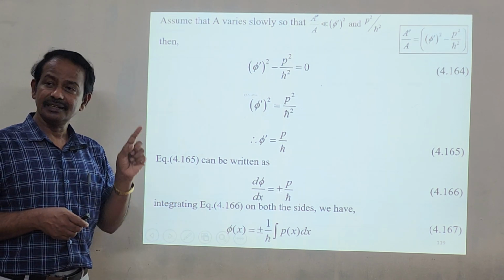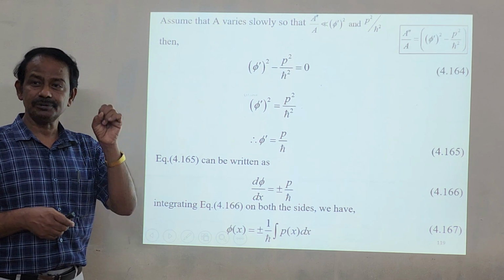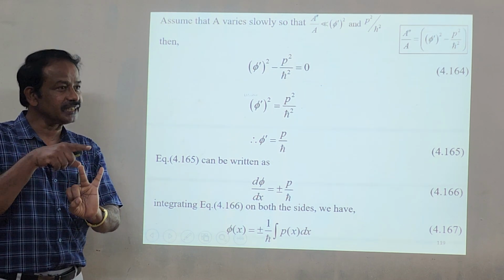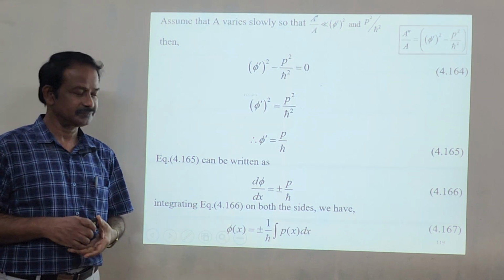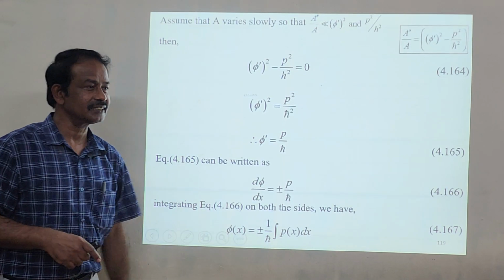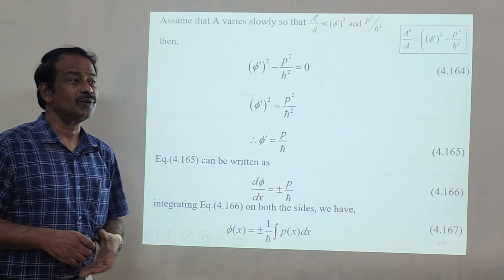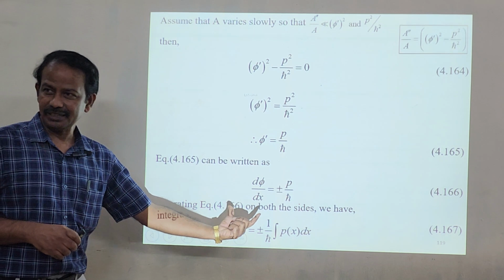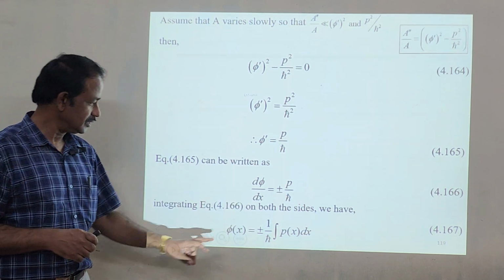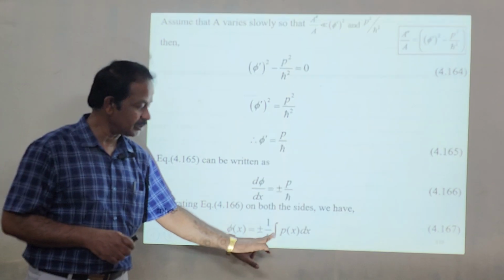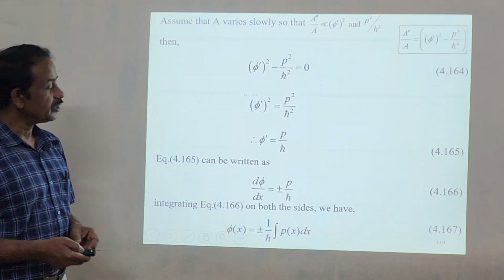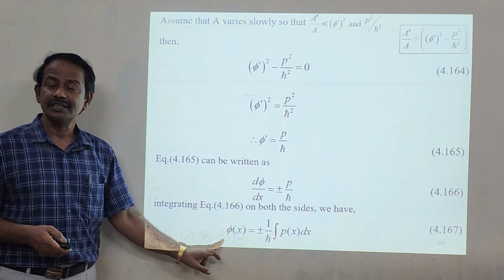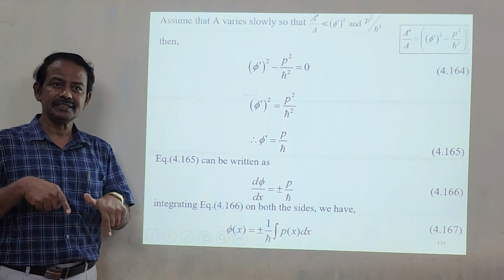As I said earlier, the wave function consists of phi and A. We have to find out phi and A. So we have found out phi now. What is the integration of p dx? Which is nothing but the quantization rule introduced by Bohr-Sommerfeld, from classical mechanics. So phi of x equals plus or minus 1 divided by h bar integration of p dx. So one part is over. We have found out the phase factor in the wave function.